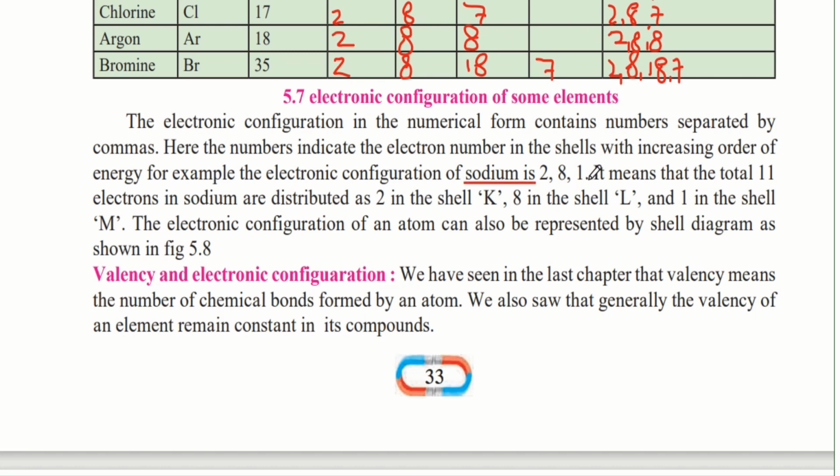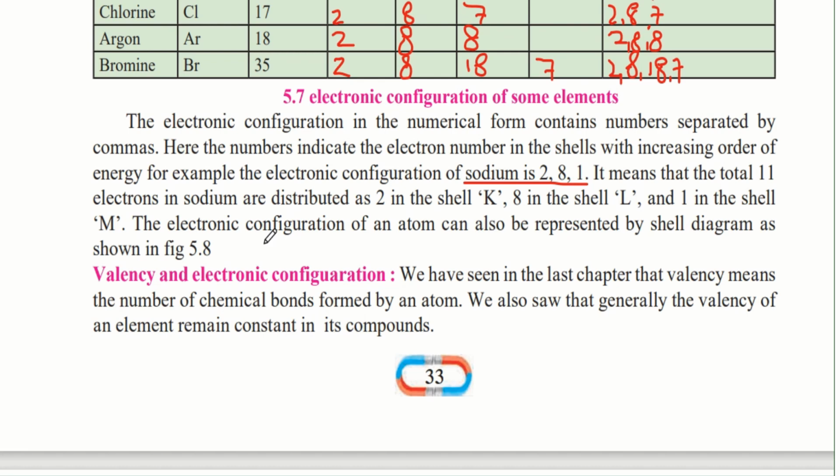So here, the first shell, that is the K shell, will have 2 electrons, the next 8 electrons are placed in the L shell, and the last electron is placed in the M shell. It means that the total 11 electrons in sodium are distributed as 2 in the K shell, 8 in the L shell and 1 in the M shell. The electronic configuration of an atom can also be represented by shell diagrams, as shown in the following figure that we will study soon.